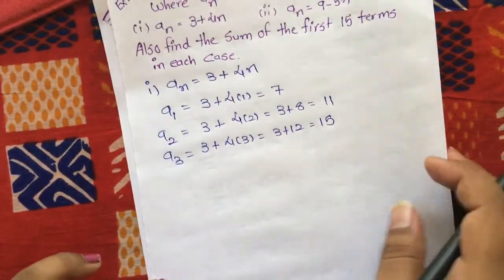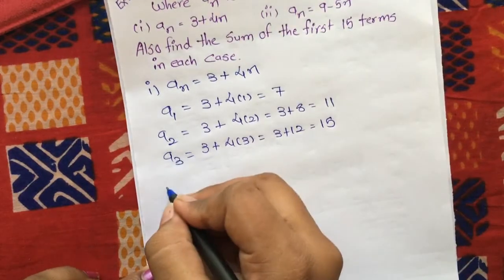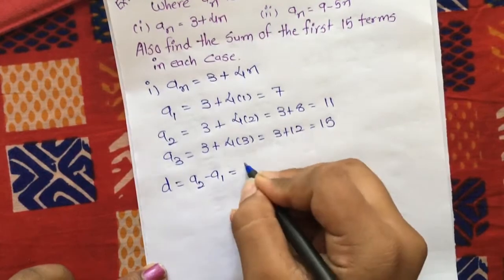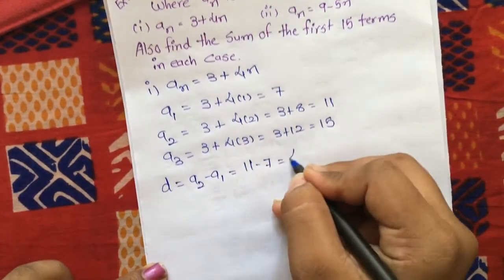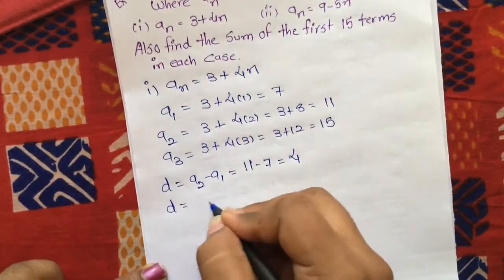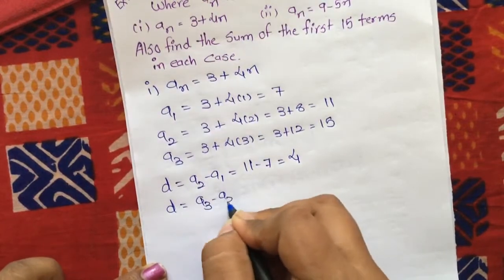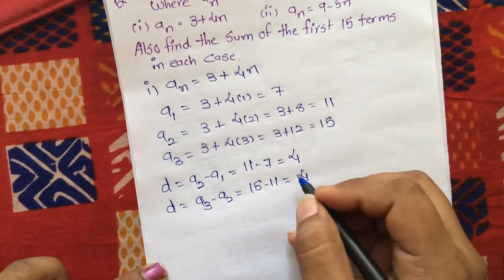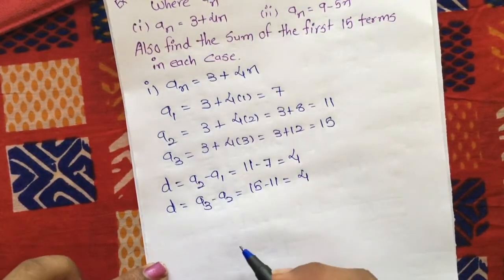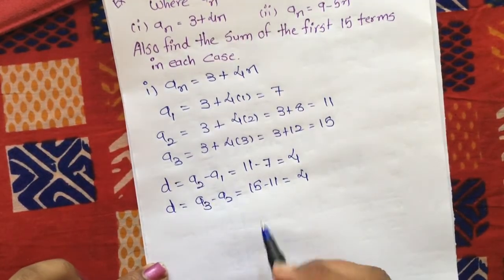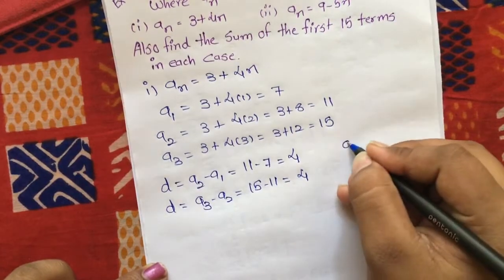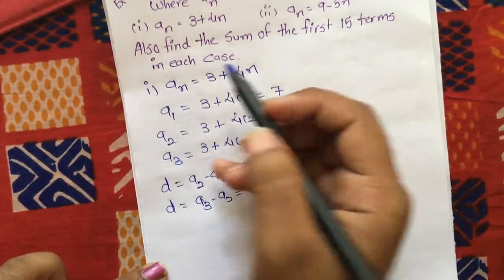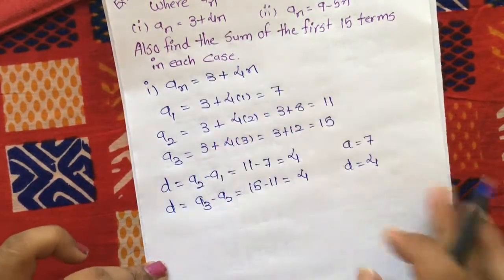Okay, now the common difference d is equals to a2 minus a1, which is equals to 11 minus 7, which is 4. Second, d is equals to a3 minus a2, which is 15 minus 11, which is again 4. Okay, now what we have to find, यहाँ पे हमारे पास दो चीज़ें आ गई है. First term will be 7 and the difference will be 4. Now what we have to find is the sum of first 15 terms.